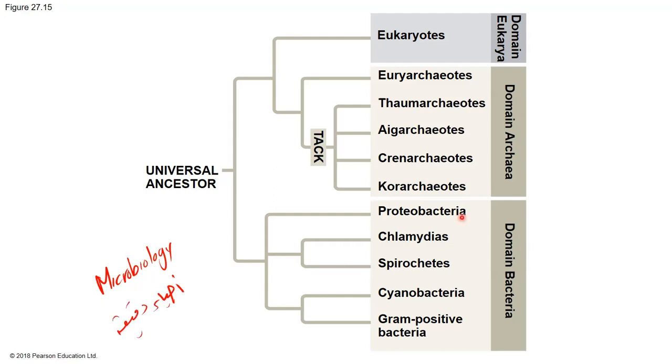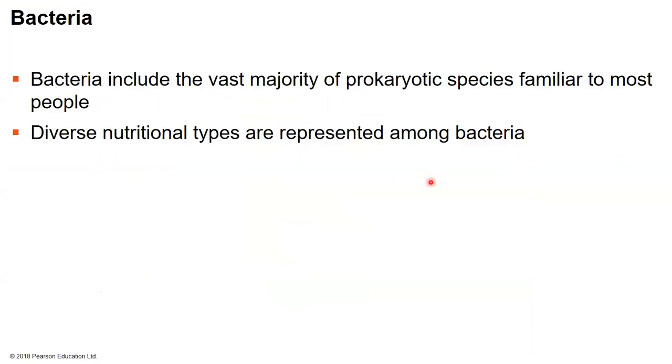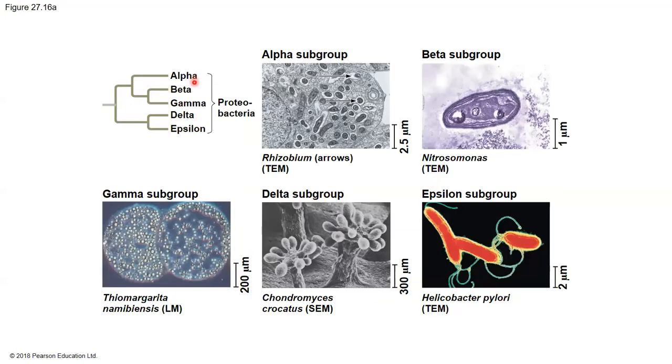In this course, I need you to know that there are 5 groups of domain bacteria, and these groups are classified based on genetic and phenotypic characteristics. So proteobacteria is divided into 5 subgroups: alpha, beta, gamma, delta, and epsilon. And here we can see 5 different representative, let's say, organisms of these 5 groups.